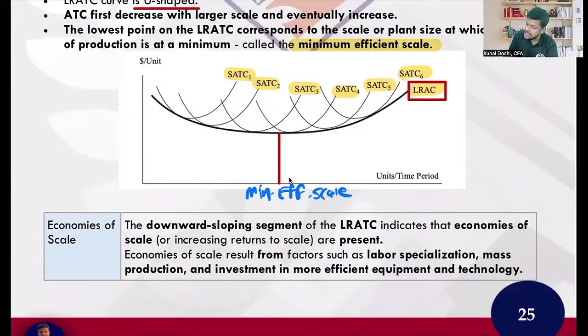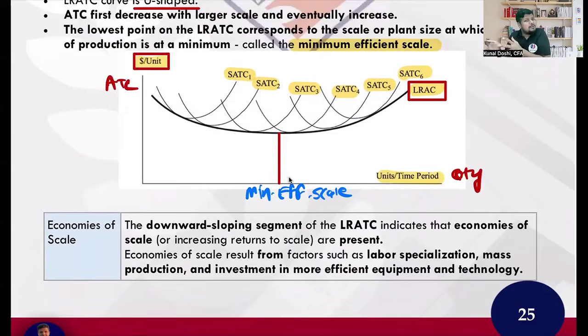This is the quantity. This is basically the number of units over the time. And this is the cost, in dollars per unit. Now, this is ATC. This is my quantity. Now, what do you notice, friends?